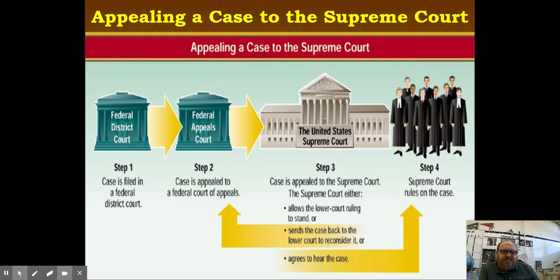If the case then gets appealed to the Supreme Court, the court can either allow the lower court ruling to stand, or they can send the case back to the lower court and tell the lower court, hey, you need to make this decision. You need to look at it again. There's some things that you missed. Or they can agree to hear the case, which means then we jump over to step 4. Goes on to the docket. The Supreme Court justices hear the case, and then they make the decision.